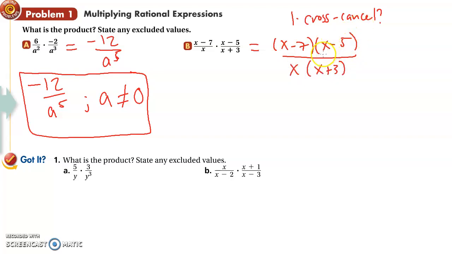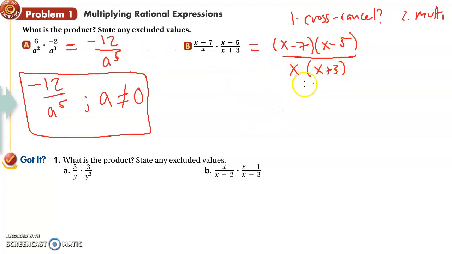And guess what? That's our answer. Well, I guess step 1 would be cross cancel. Step 2 would be multiply. We don't even need to factor or FOIL these out. We just leave them like this. We want to leave them in what we call factored form, and this is factored form. The last thing is state any excluded values.